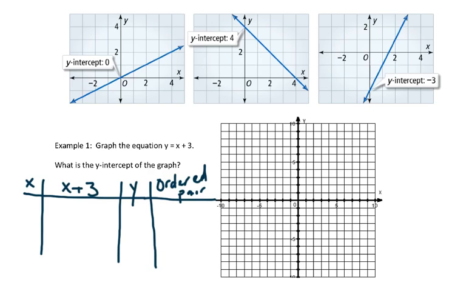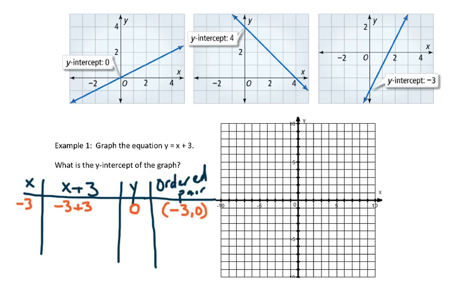Okay, so with the x, I can choose any x value I want to. It doesn't matter which one I choose. So I'm going to choose -3. So that means x plus 3 would be -3 plus 3. And that equals 0. So the y value is 0. And my ordered pair is -3, 0.